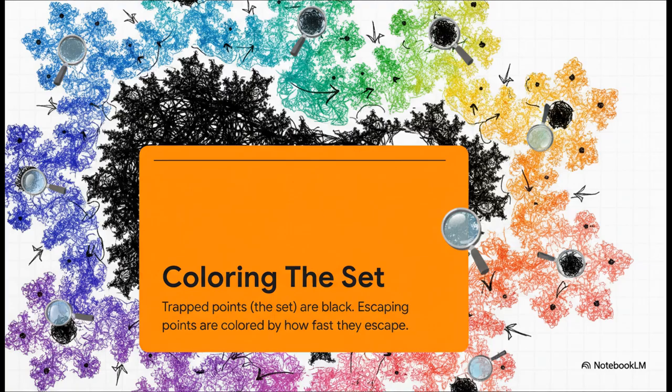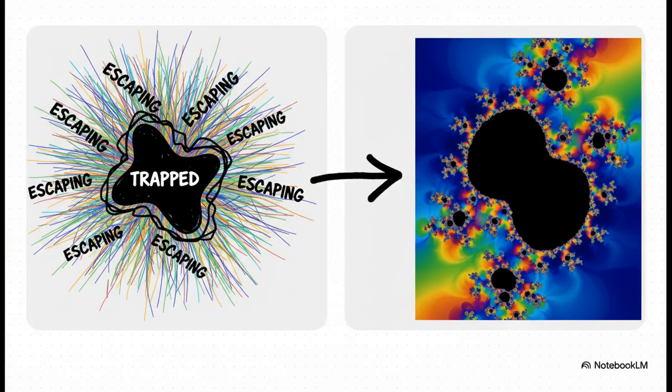The rule is simple. If a point is trapped, we color that pixel black. That main black cardioid-looking shape you see, that is the Mandelbrot set. And what about all the other points? Well, if a point escapes, we give it a color based on how quickly it escapes. The ones that zoom away get one color, the ones that hang around for a bit before taking off get another. And there it is.